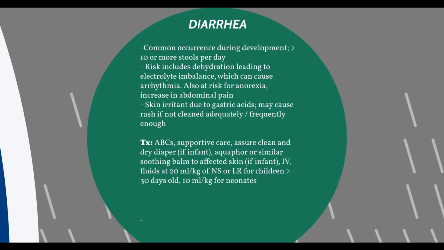Risks from diarrhea include dehydration leading to electrolyte imbalances, similar to nausea and vomiting. It can also cause arrhythmias or dysrhythmias, just like the electrolyte imbalances from vomiting. Also, the patient is at risk for anorexia because they won't feel like they want to eat, and an increase in potential abdominal pain. Something else with diarrhea is that the skin around the buttocks is at risk for irritation due to the gastric acids, which can cause a rash if not cleaned adequately or frequently enough.